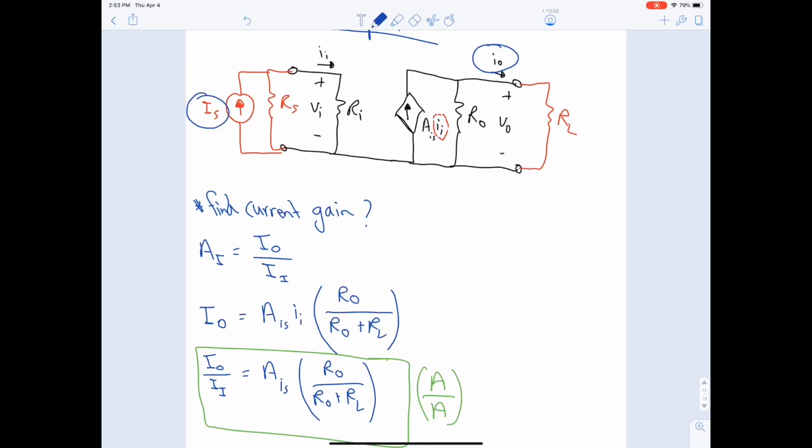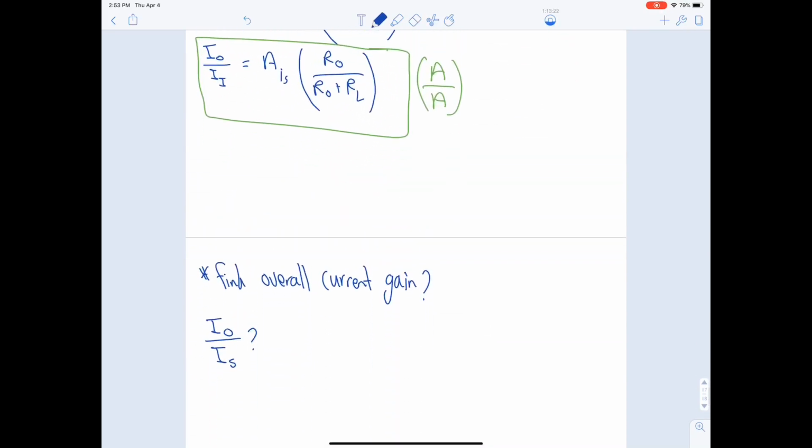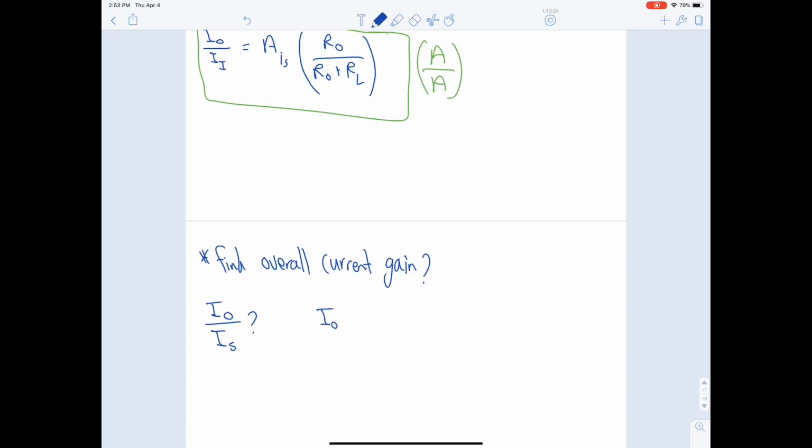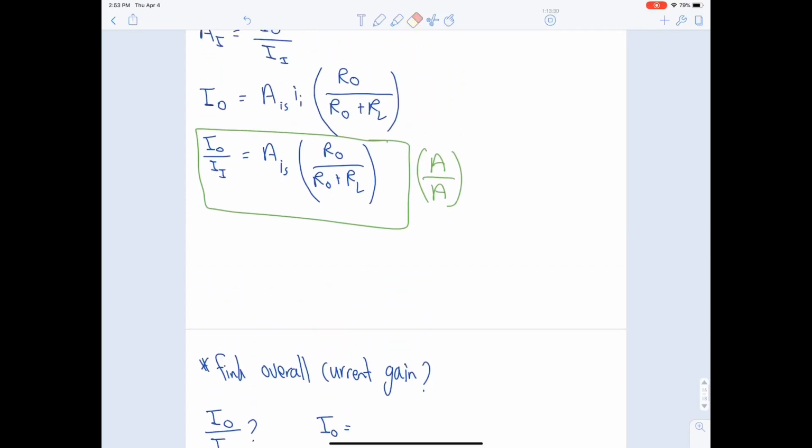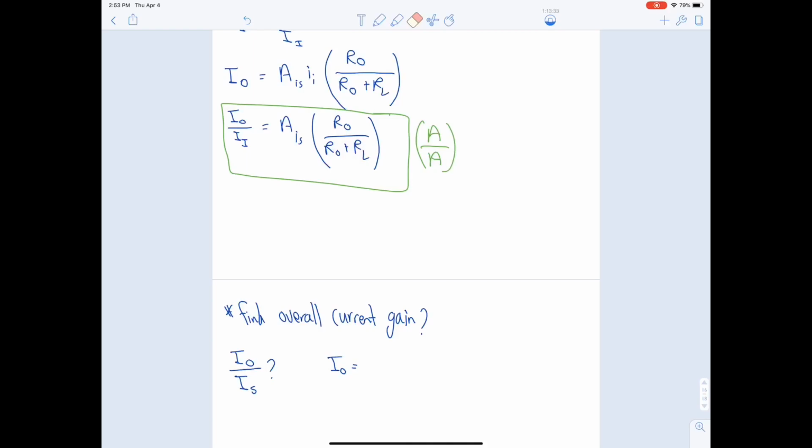How can we do this? We have to break it into two steps. We need first to find I output in terms of I input, and then I input in terms of IS, and then plug into each other. Okay, let's do this. So I output in terms of I input, we already found it. IO is equal to AIS II multiplied by RO over RO plus RL.